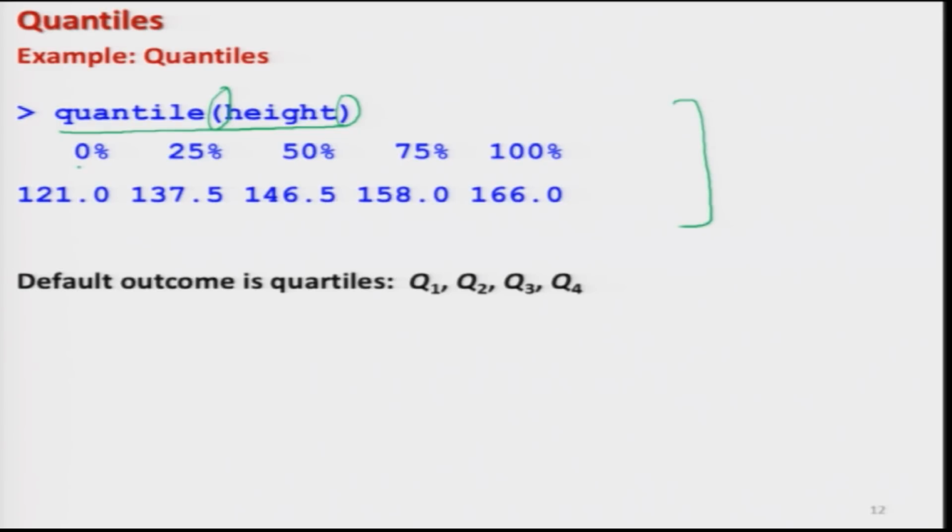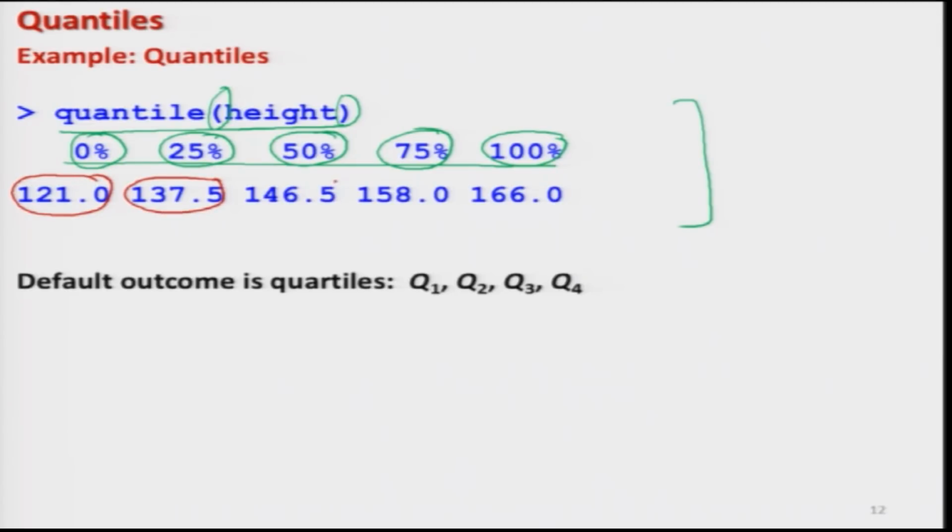You can see there are two rows. The first row is this one. It is trying to show 0%, 25%, 50%, 75% and 100%. And just below this there are the values 121.0, 137.5, 146.5, 158.0 and 166.0. So, this is indicating the value of the quartile at 0%.